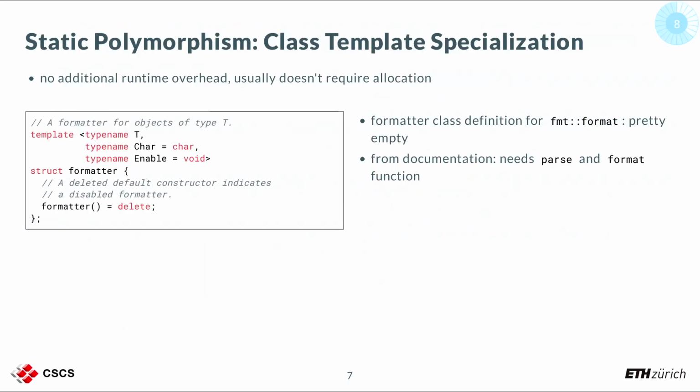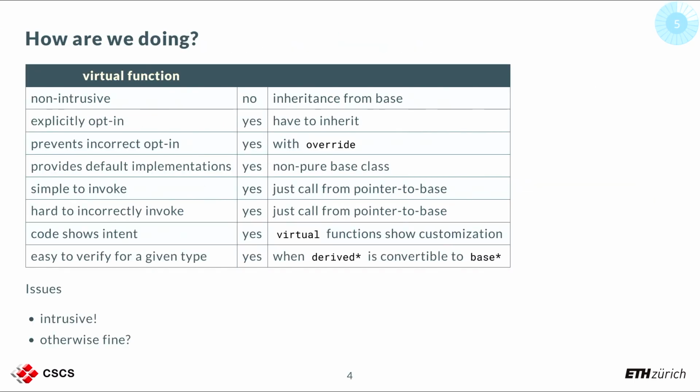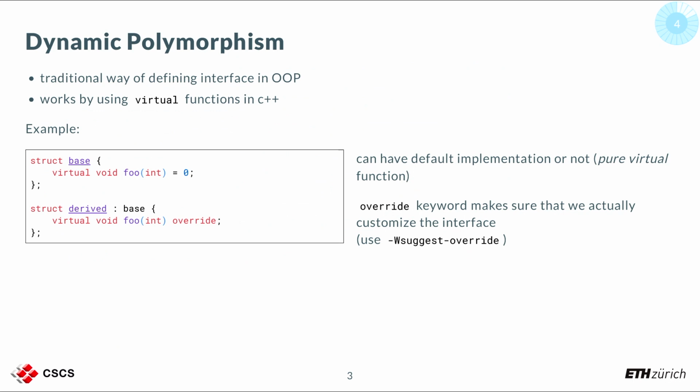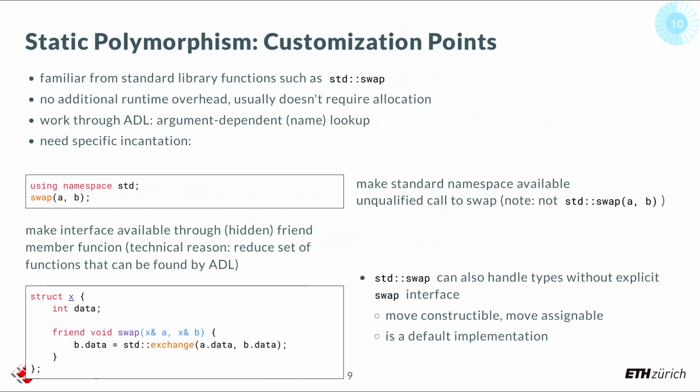Before, we just talked about classes, because that was the way we needed to write things because of specialization or inheritance. That's what you can do on classes. But if we want to talk about functions which we want to customize, we have another thing in the language, and that's used quite heavily in the standard library. And you might have seen it from things like standard swap.